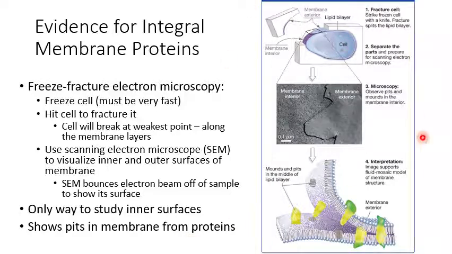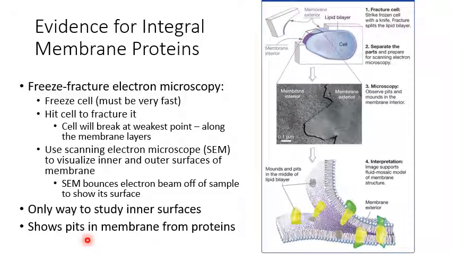So in the diagram here at the top, you can see a cell that has been frozen very quickly, so no ice crystals will form, and then the researchers have struck it, and you get a little piece of the membrane fracturing off. And so you can see it's actually just the top layer of the membrane that has broken off in this point right here, which reveals the inside of the membrane.